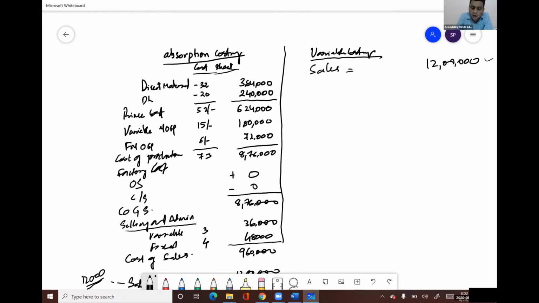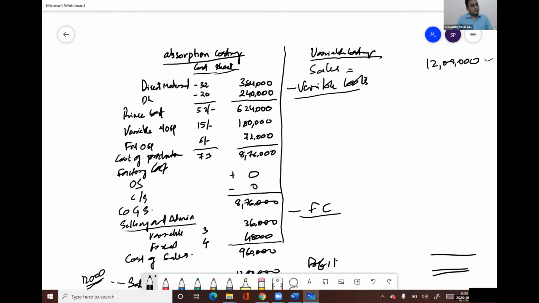Now, in variable costing, what do we do? We deduct variable costs and we deduct fixed costs. Then we get profit. All of you agree? Marginal variable costing is nothing but marginal costing, correct? Guys, agree? Give me 1 minute.